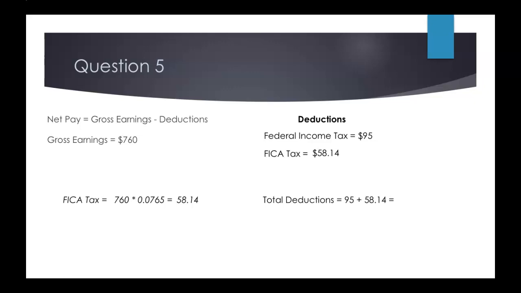So the total deductions will be those two added together. So if we add together the federal income tax and the FICA tax, the 95 plus the 58.14, we see that the total deductions are $153.14.